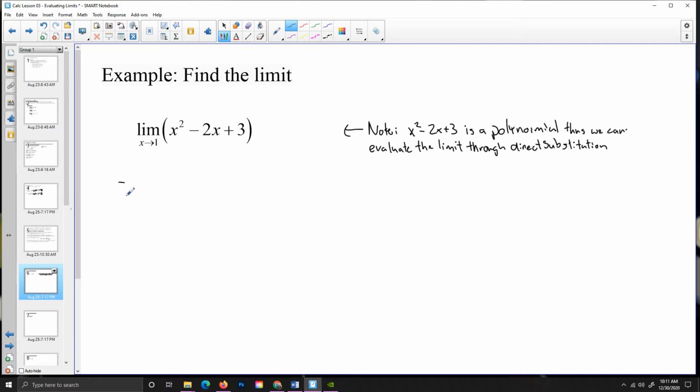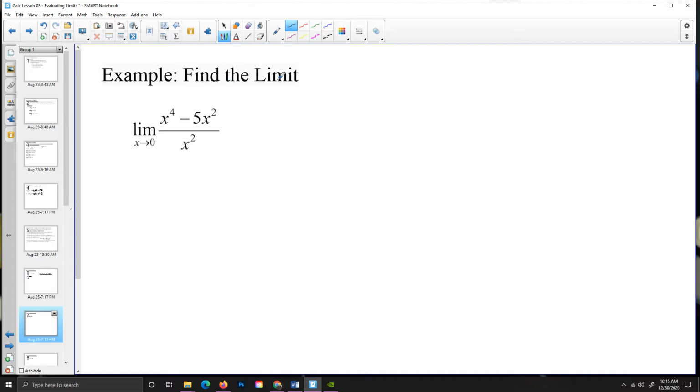And this thing is just going to be equal to 1 squared minus 2 times 1 plus 3. So 1 minus 2 is negative 1, plus 3 is 2. So we want to evaluate this limit.